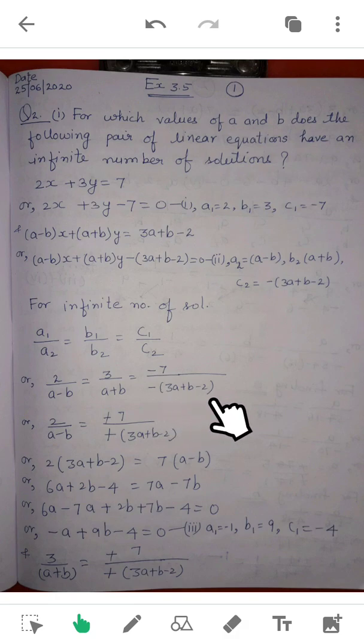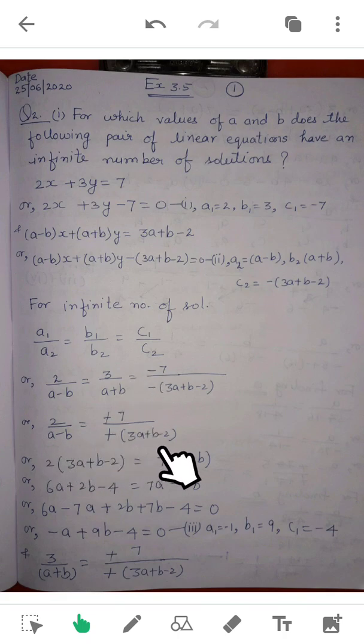Now if I have to find the values of a and b, it means two variables, so we need two equations. For making two equations, first I have taken 2 upon a minus b along with minus 7 upon minus (3a plus b minus 2). These two I have taken together. The 3a plus b I have left for now.